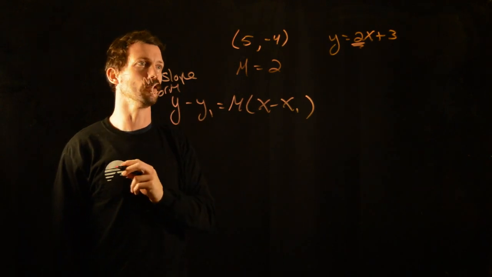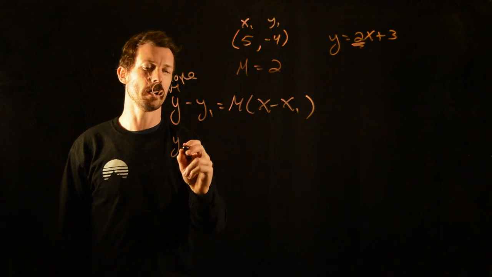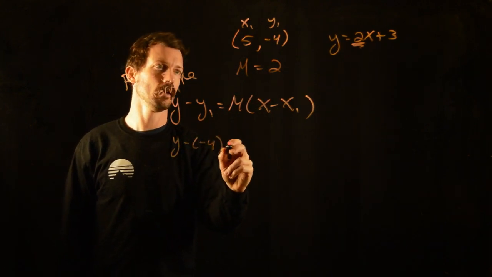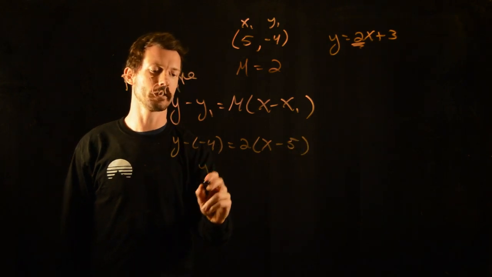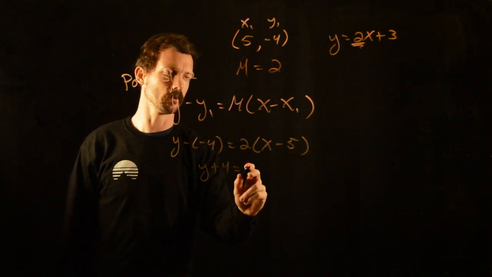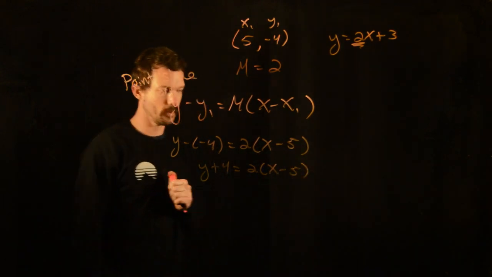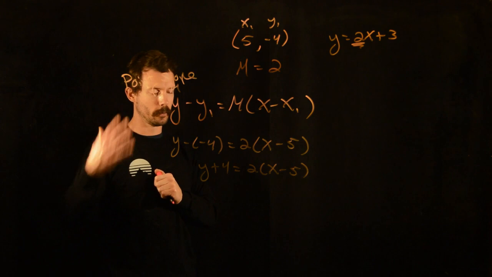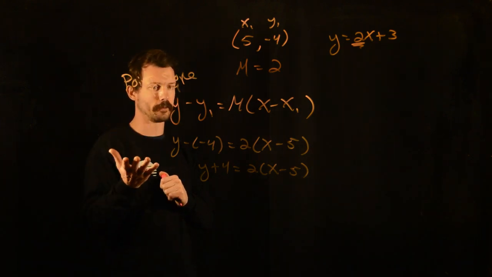Alright, so that's what we're going to use. So all I have to do now is, we know that this is x sub 1, y sub 1. Y minus -4 equals 2x minus 5. Flip this guy, and we have y plus 4 equals 2x minus 5. So right there, pretty much we are done, right? Because it's just saying, it doesn't tell us what form to put it into.